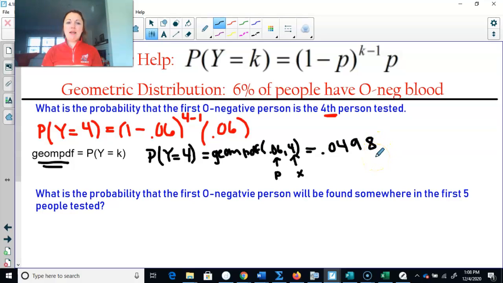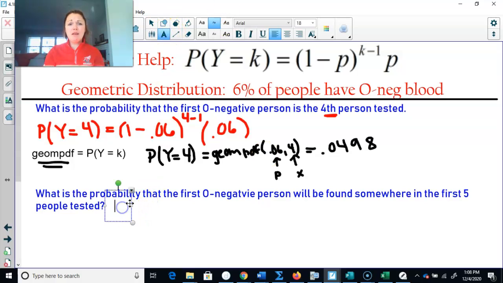All right, let's move on to the next one. What is the probability that the first O negative person, that's spelled wrong, that's embarrassing. Okay, I won't take the time to fix it right now though, will be found somewhere in the first 5 people tested. So what does that mean?